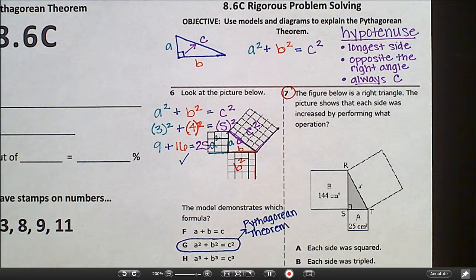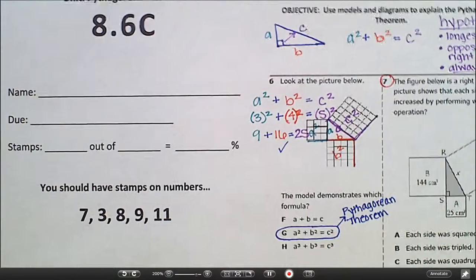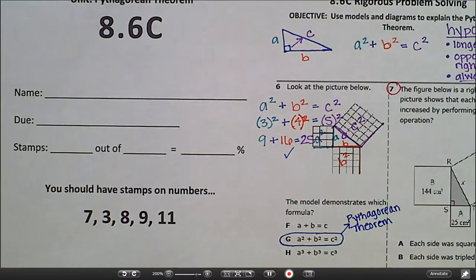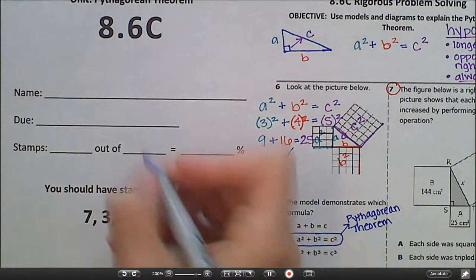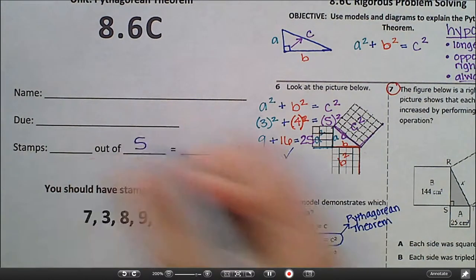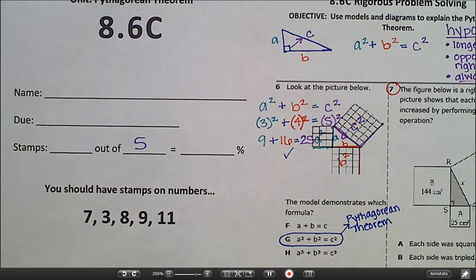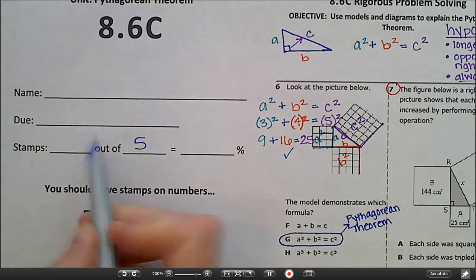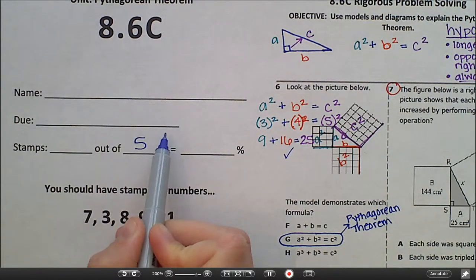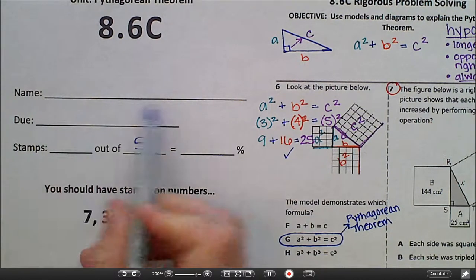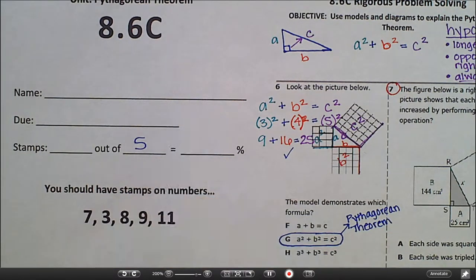Just to remind myself what that is. So, your job today, you're going to need 5 stamps by the end of today. So please go ahead and write in 5 right here, and we'll fill in the rest of this in a little bit. Please write today's date here where it says due, and put your first and last name before we move on anywhere else. And you're still going to fold in half and glue on the side, but this is just for grading purposes.